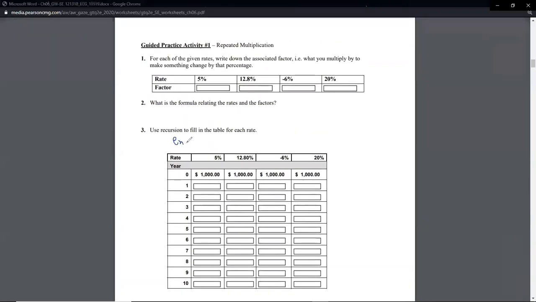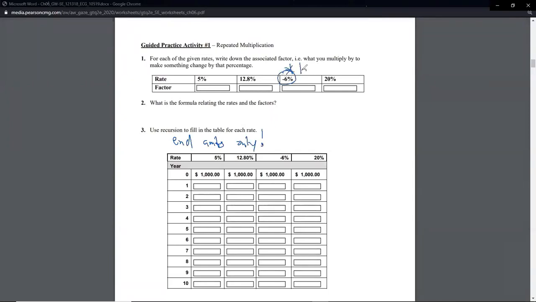So the ending amounts only. So if you look back at the previous problem, that was the 1,090 for the end of year 1. That was the $1,188.10 for the end of year 2. So each student has to do 4 of them, one of them based on a 5% rate, one of them based on a 12.8% rate, one of them based on a -6% rate, and then one of them based on a 20% rate. Now, please note, one of them is negative.